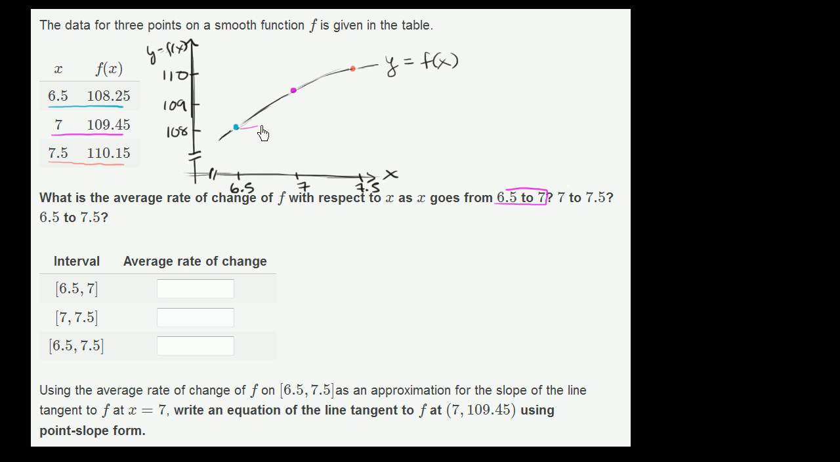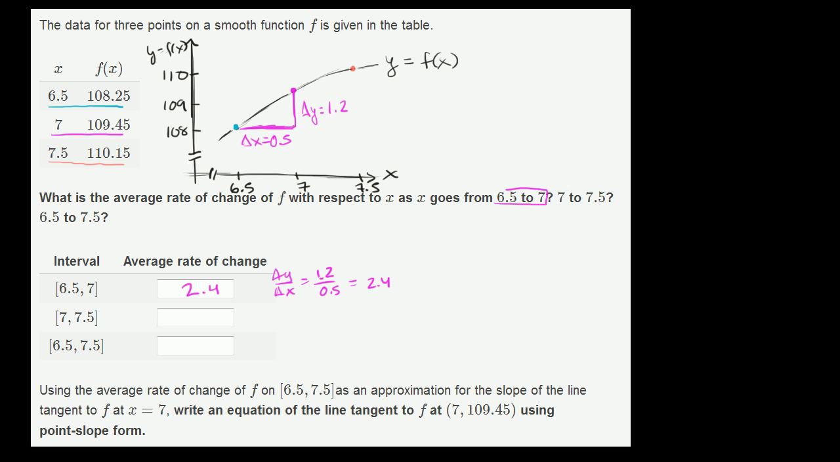6.5 to 7. Our change in x here is 7 minus 6.5, which is equal to 0.5. And our change in y here is equal to, let's see, we end up at 109.45 minus 108.25, which is 1.2. So our average rate of change over this interval is our change in y over our change in x, or 1.2 divided by 0.5. Let me write this down. Our change in y over our change in x is equal to 1.2 over 0.5, which is equal to 2.4. So this is equal to 2.4.